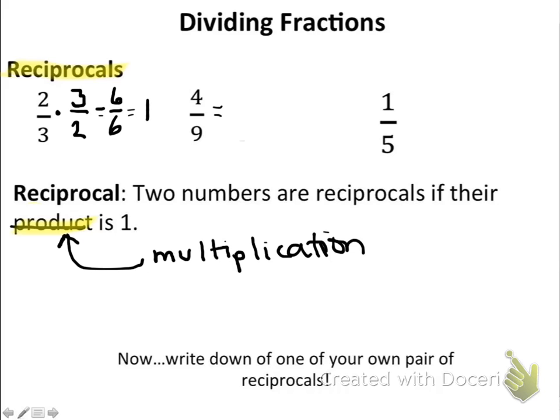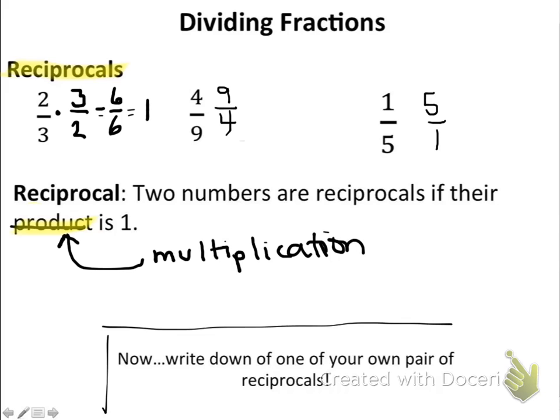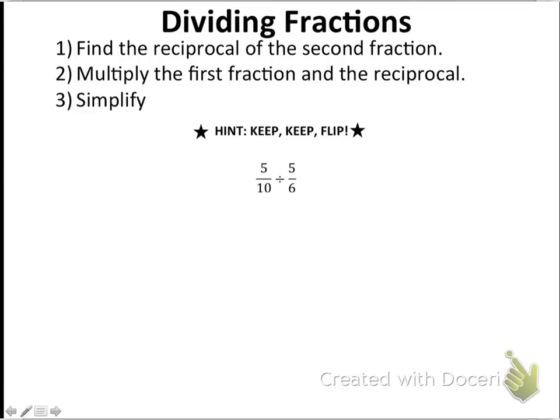Okay, think to yourself, what's the reciprocal then of 4/9? It should be 9/4. And the reciprocal of 5 over 1 would be 1 over 5, and the reciprocal of 1 over 5 would be 5 over 1. You can check and see if these fit the definition of reciprocals, but they all will. Now, in the little box on the top right of your guided note, please write down a pair of your own reciprocals, one that you've made up. When you've done that, click play to continue.